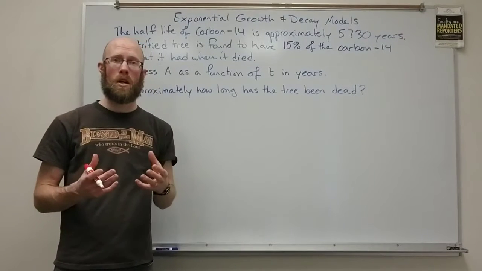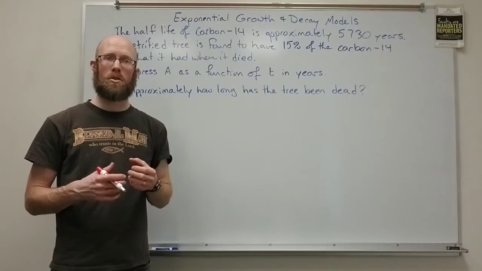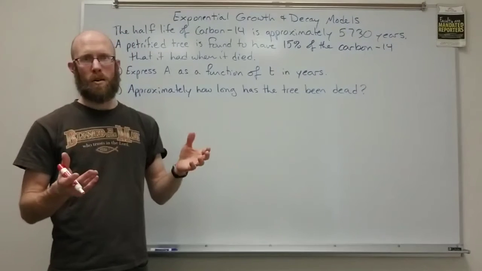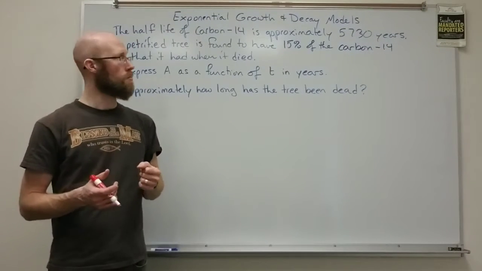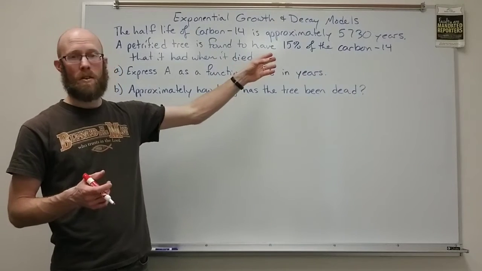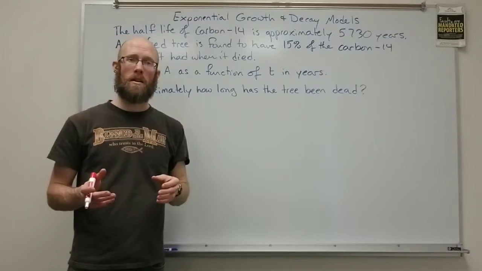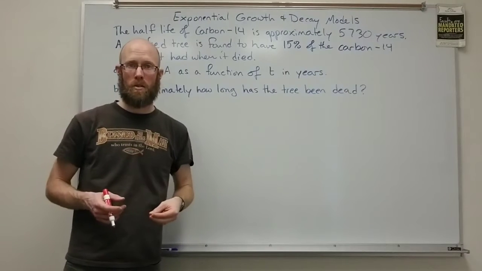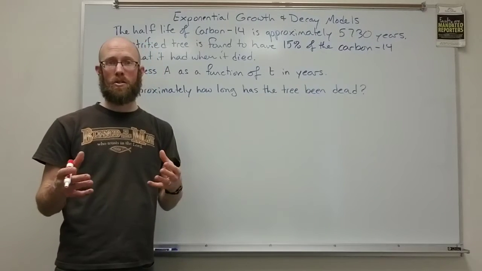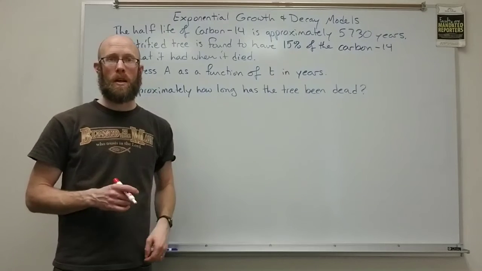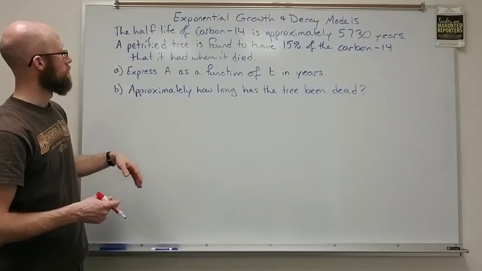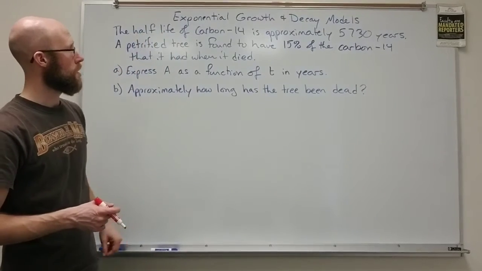So if you knew that a sample should, when it died, contain, say, 100 grams of carbon-14, then after 5,730 years, it would have half of that, 50 grams of carbon-14. The other 50 grams would have decayed and turned into another element. Okay, and so that's kind of how half-lives work.